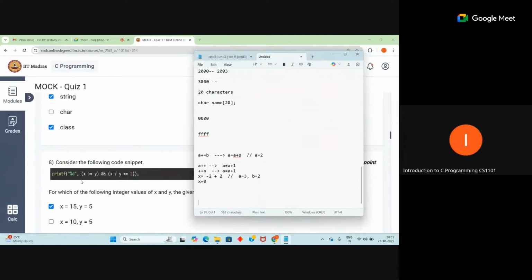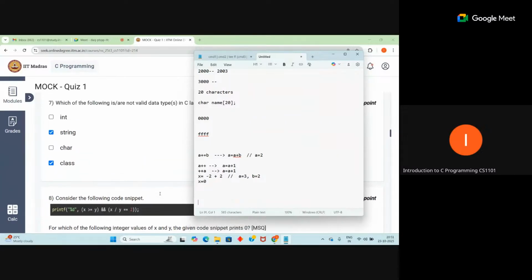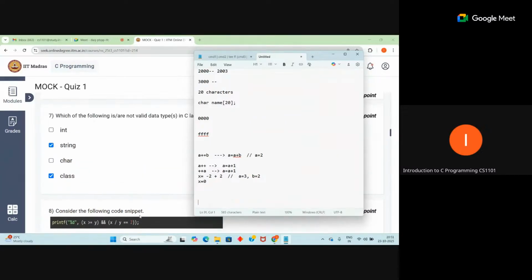Okay. printf %d. Here you are given x greater than or equal to y, and x by y double equal to 2. So here, first we will evaluate this x greater than or equal to y, and double equal to 2. These are the relational operators, relational and equality operators. They will always return a Boolean value. Boolean value means true or false. That means that value is true or that value is false. Based on the values of x and y, it will display.